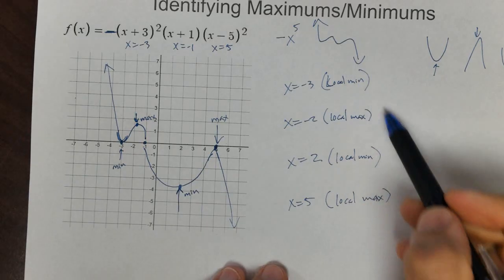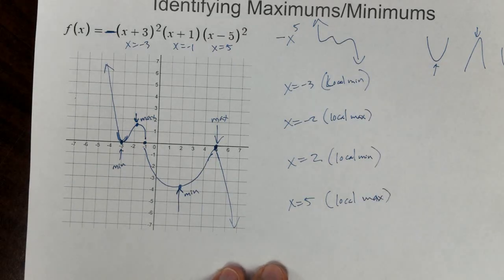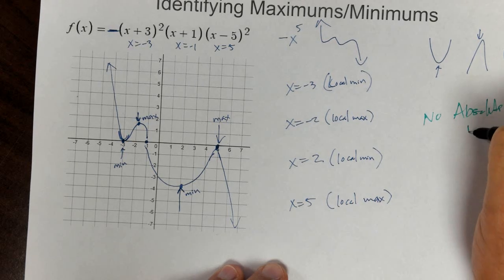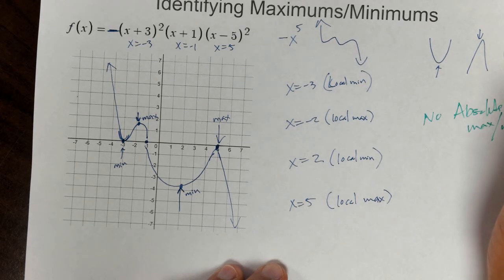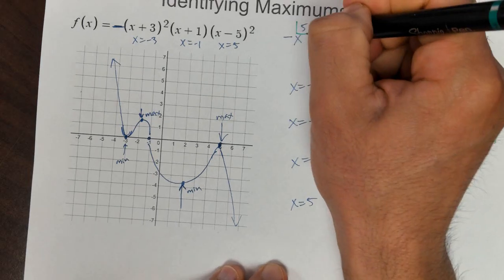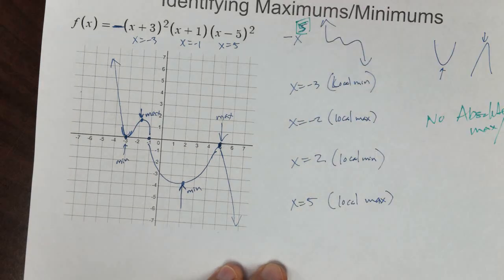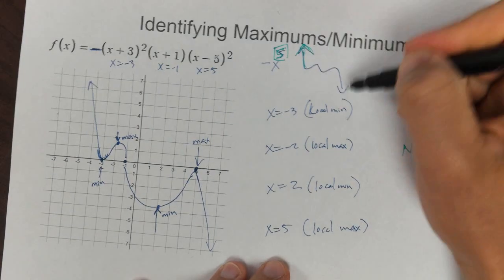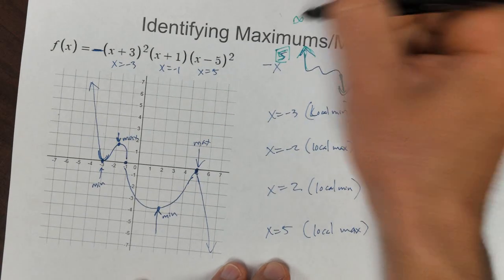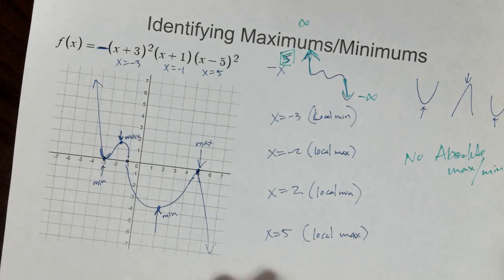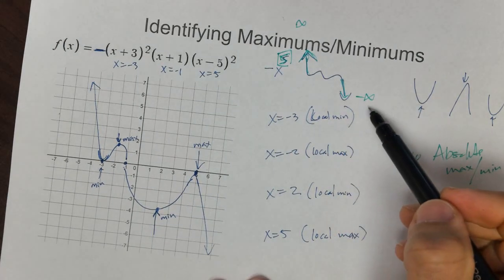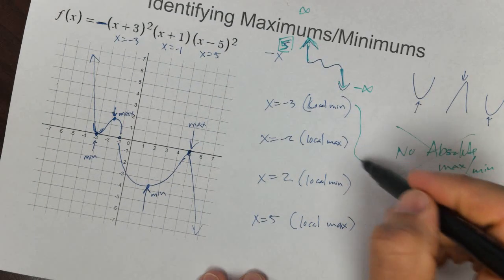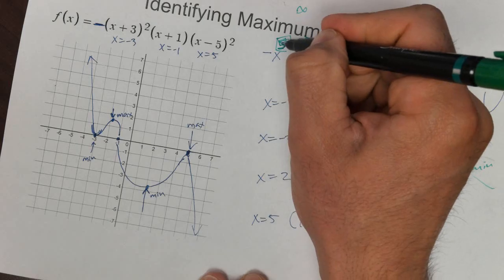Notice how we have no absolute maximums here. No absolute max or min. Because this is an odd function. When you have an odd exponent, the arrows are going to point in opposite directions. They're going to go from infinity to negative infinity. So there's not going to be the highest point or the lowest point in the graph. So you're not going to get absolute maximums and minimums whenever you're dealing with an odd exponent.